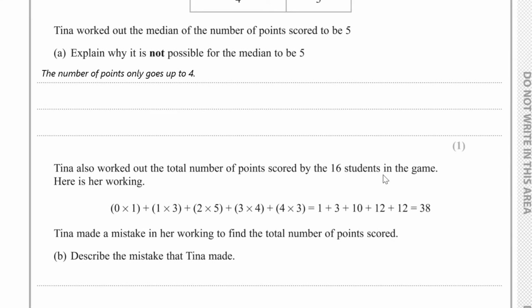And Tina has made a mistake in working to find the total number of points scored. Describe Tina's mistake. Well, here clearly 0 times 1 does not equal 1, and that's what she did over here. So that's her mistake.